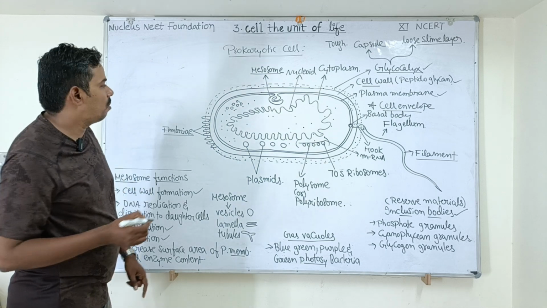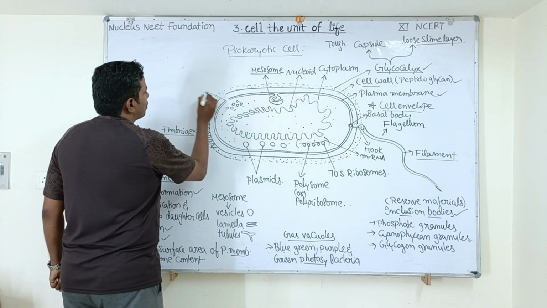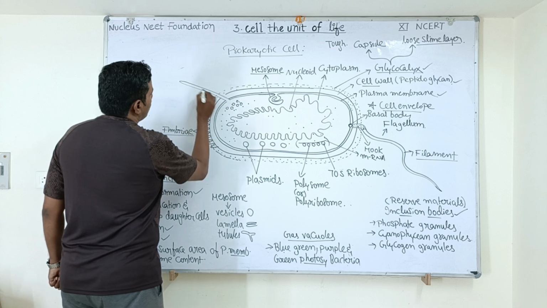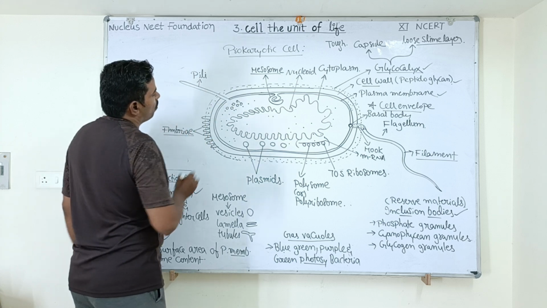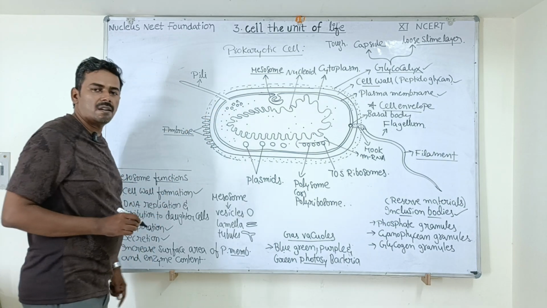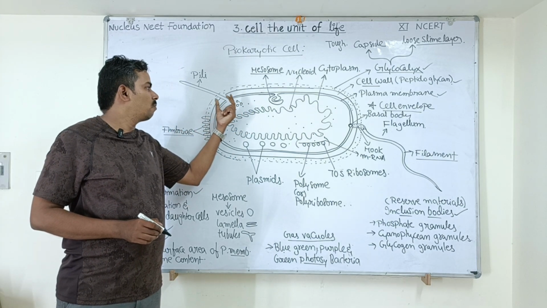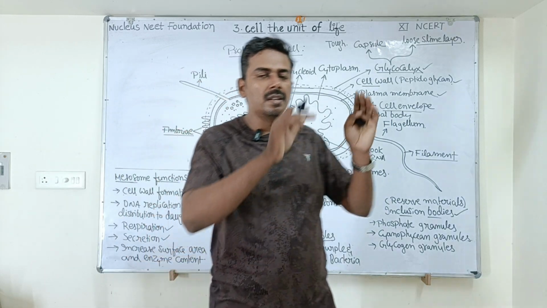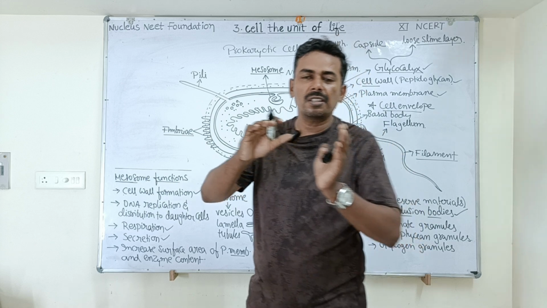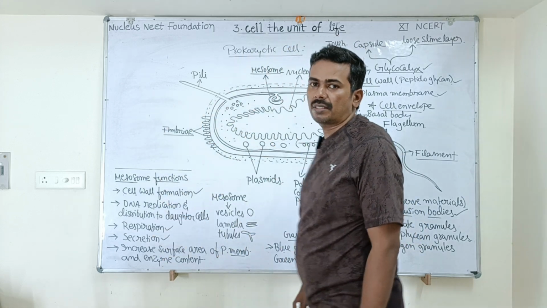During the time of reproduction, they produce a long tube-like structure which is called pili. By using this tube-like structure called pili, the bacteria can transfer DNA from one cell to another cell. The genetic material DNA can be transferred from the existing cell to another cell by using this tube-like structure called pili.